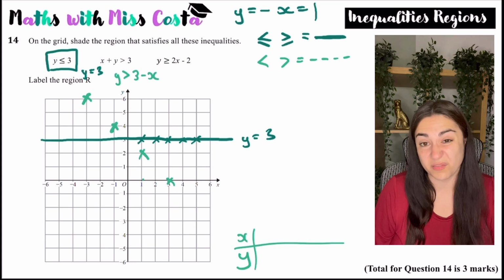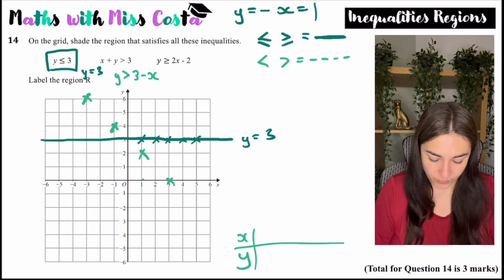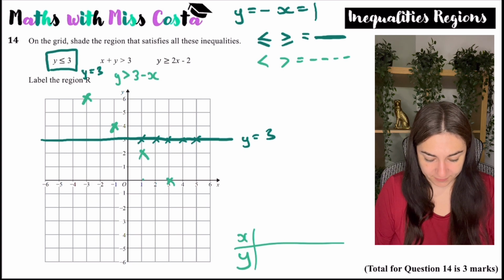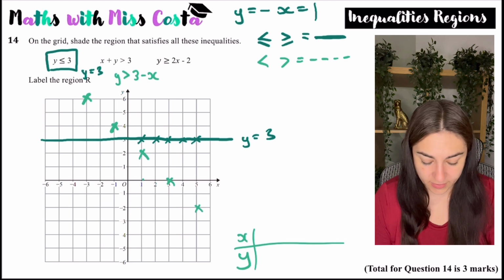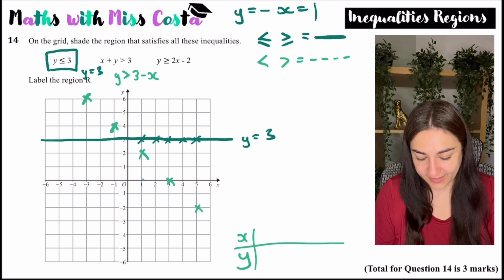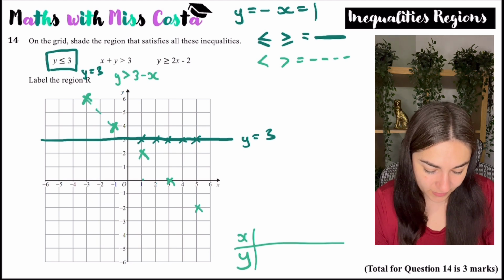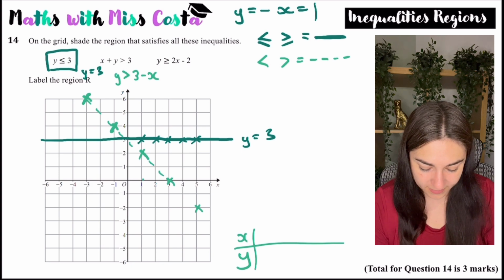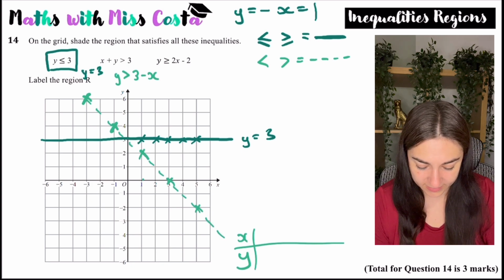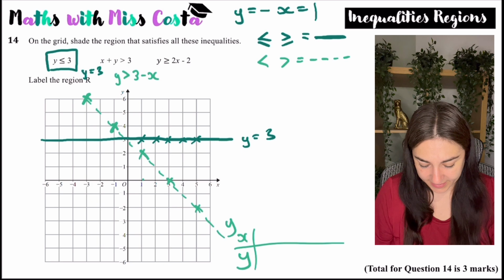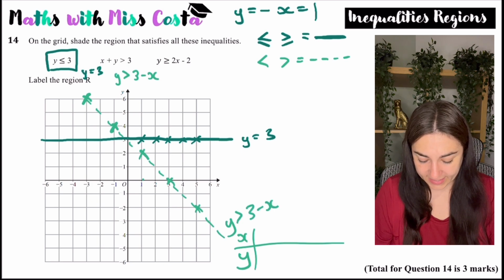But if you feel more comfortable, you can do a table of values, or you can just read it off the line. I'm just going to do another one. So let's say x is 5, 3 minus 5 is minus 2. Then you join, okay, and this line is a dotted line. So you join your line together with a ruler, but you just do a dotted line like that. Okay, so that is going to be the line y is greater than 3 minus x.